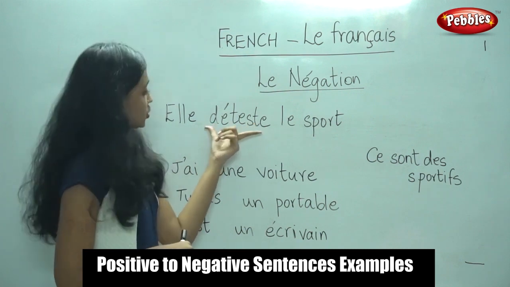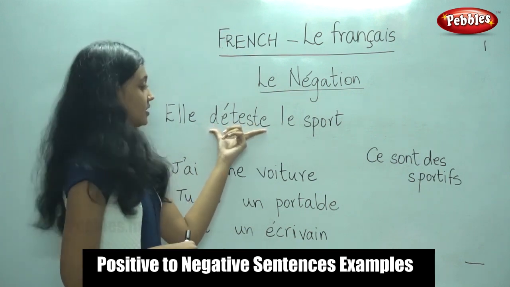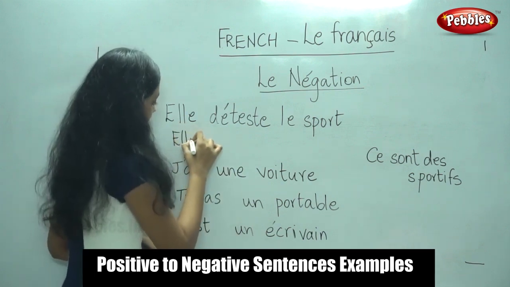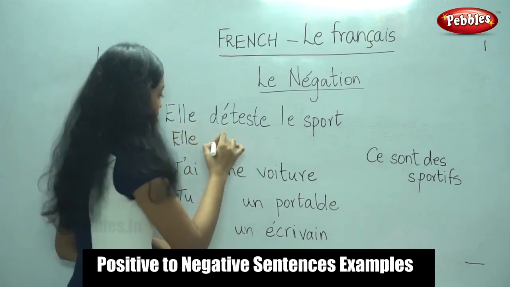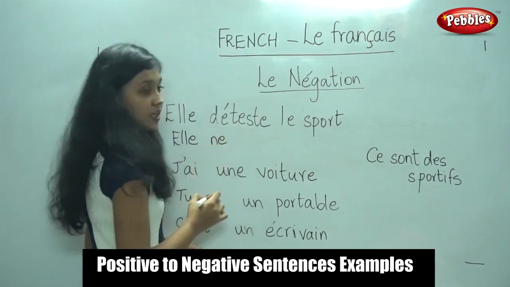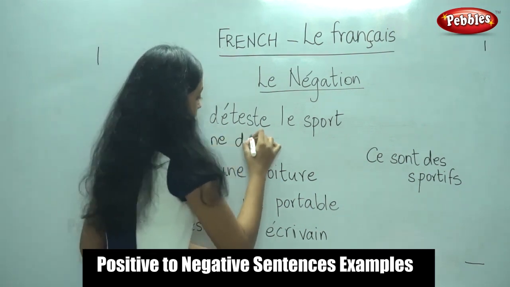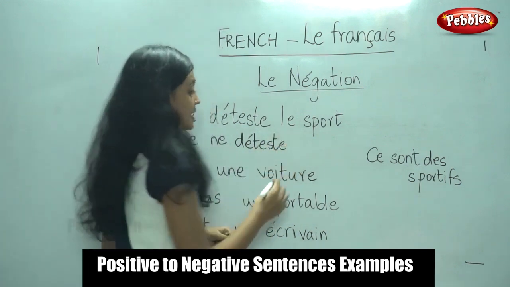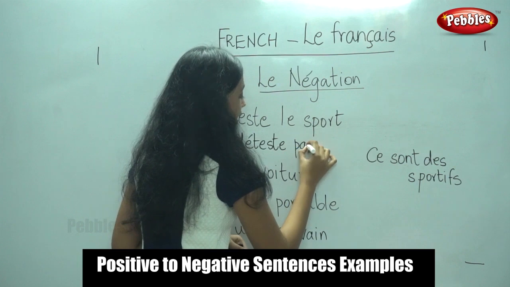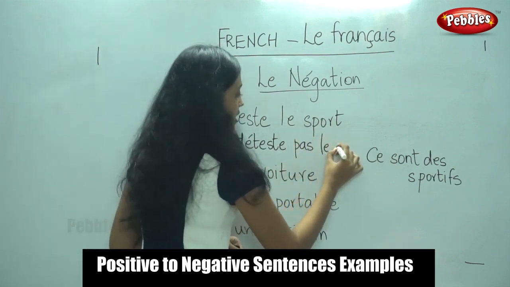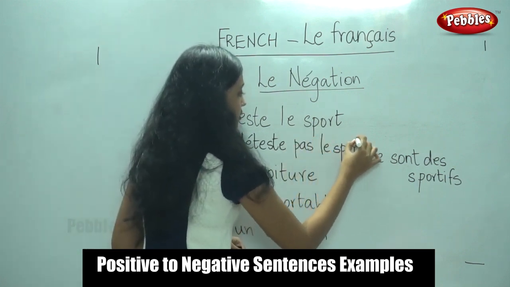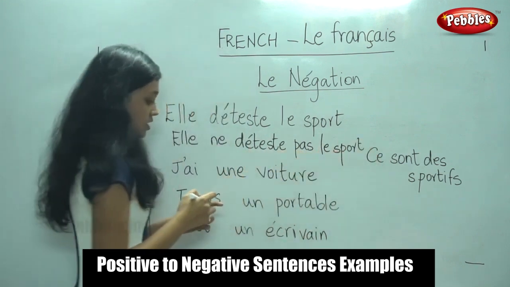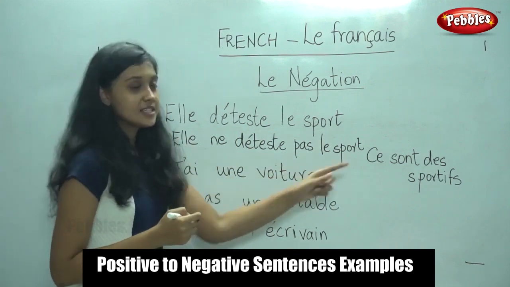Identify the verb. So the verb here is détester. So what would we do? We would place ne before the verb. Ne, and the next step is to place pas after the verb. Le sport. Elle ne déteste pas le sport. She doesn't hate the sport.